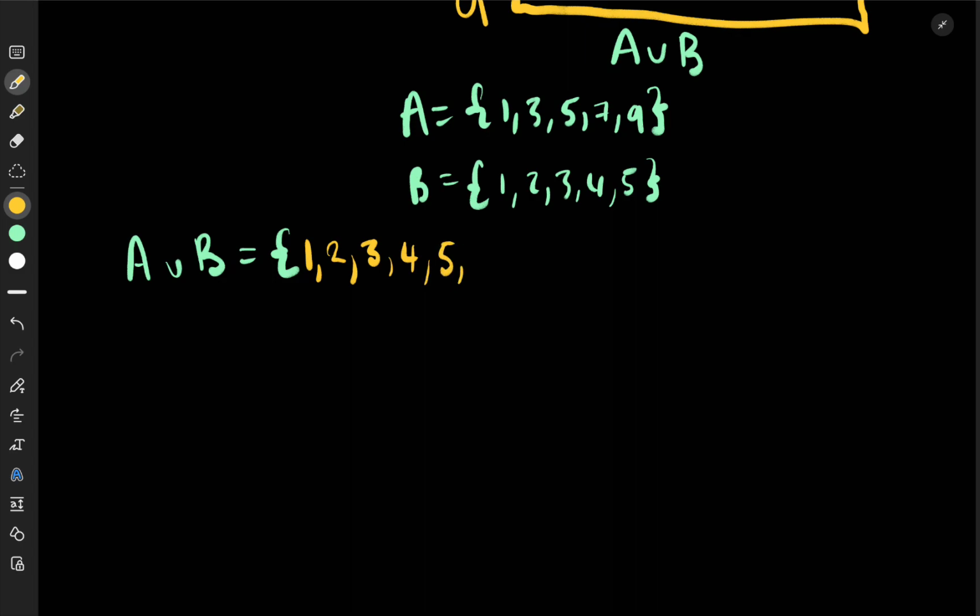6, is 6 in A or in B? No, 6 is not in any of them. 7, is it in A or in B or in both? Yes, 7 is in A. 8, is it in A? No. Is it in B? No, so it's out. 9, is it in A? Yes, so we can take it. It doesn't need to be in both. If it's just in one, we can take it. If it's in both, we can take it. That is what union means, and you'd be done. Now, the third one would be intersection. Maybe let me do the third and the fourth in the next video. Bye for now.